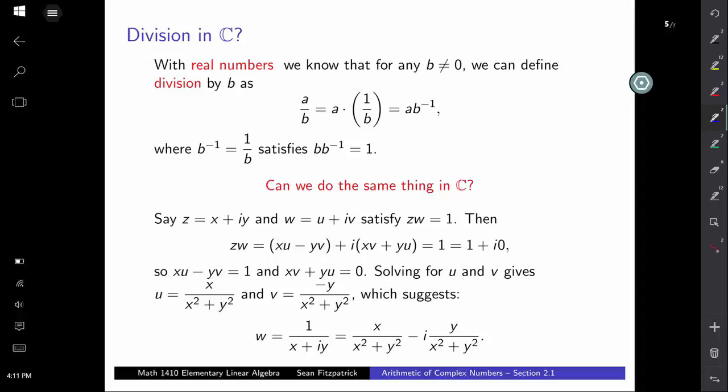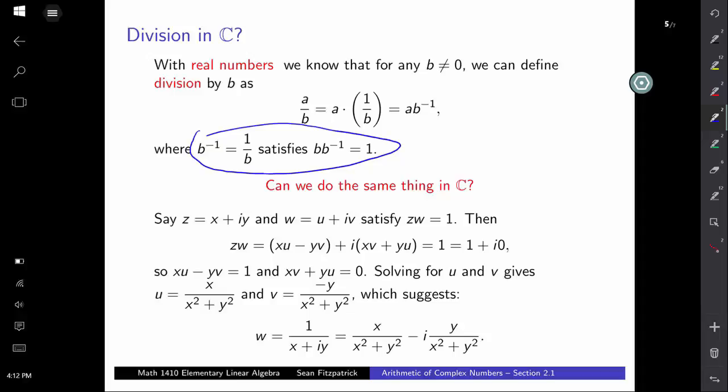Multiplication, by the way, satisfies most of the properties that you might expect it to, but it's not really clear that there are inverses. By the way, there's some scary looking stuff on this slide. Don't worry about writing it down. Can you divide? Are there inverses, right? With real numbers, we know that as long as our number is non-zero, we can divide by that number. We can define a multiplicative inverse by this usual relationship here. Can you do it for complex numbers?